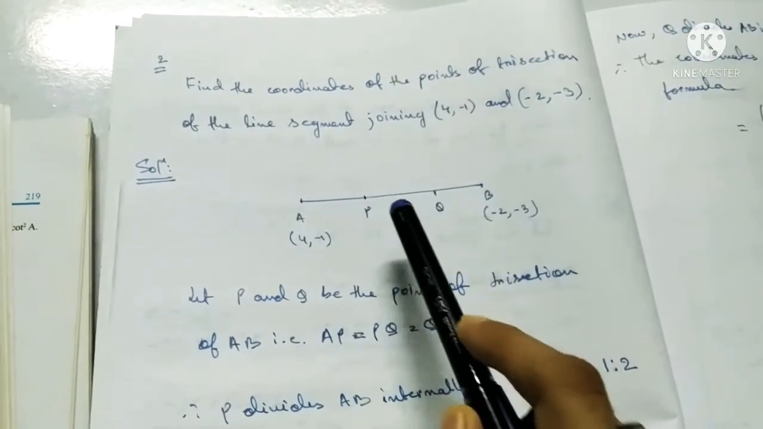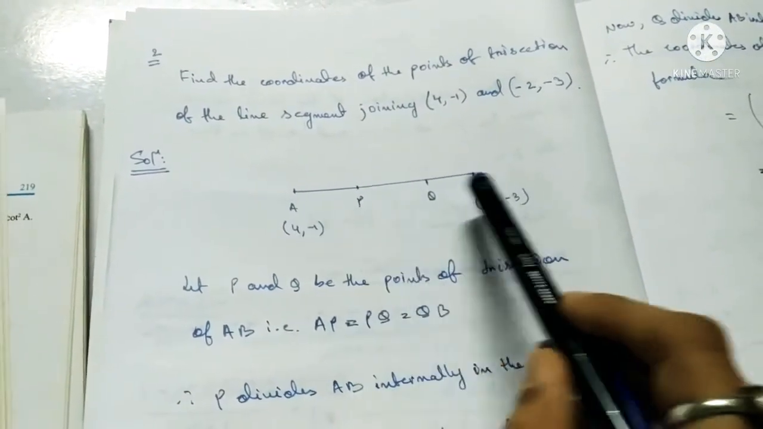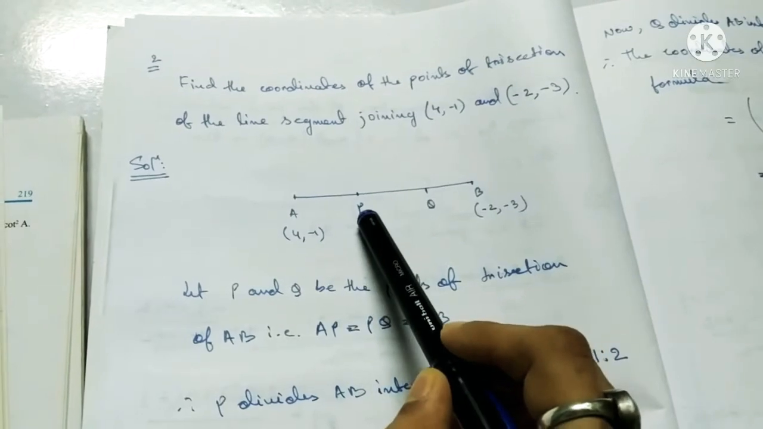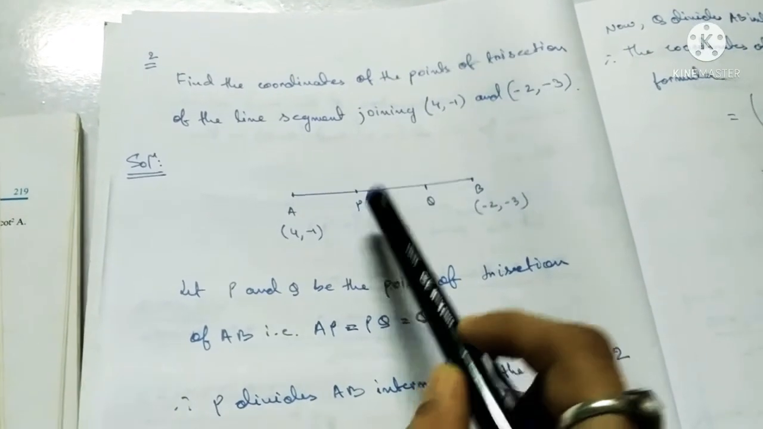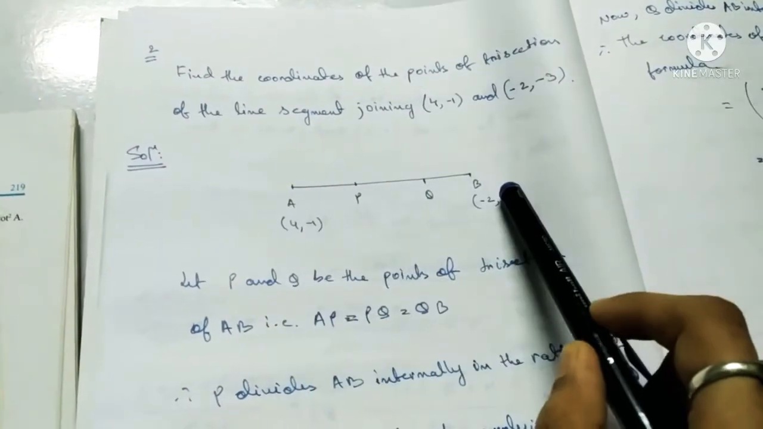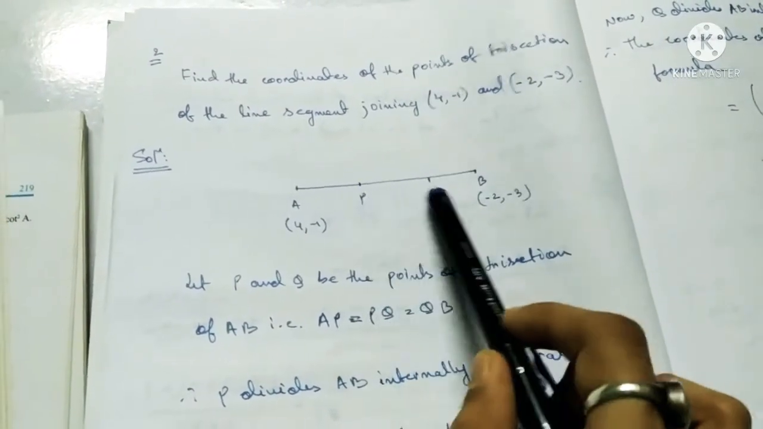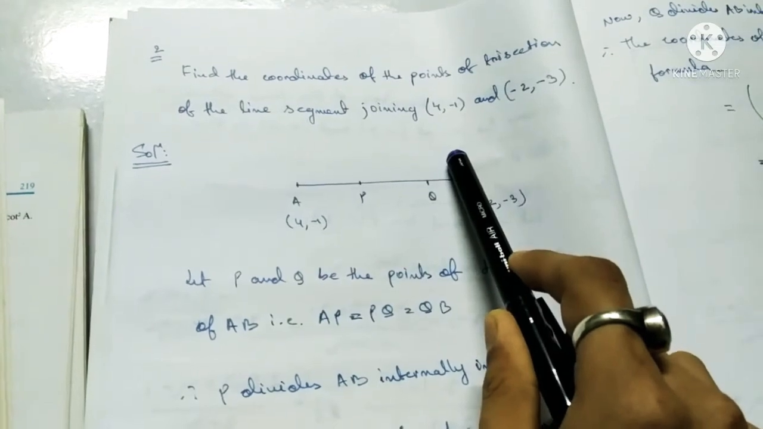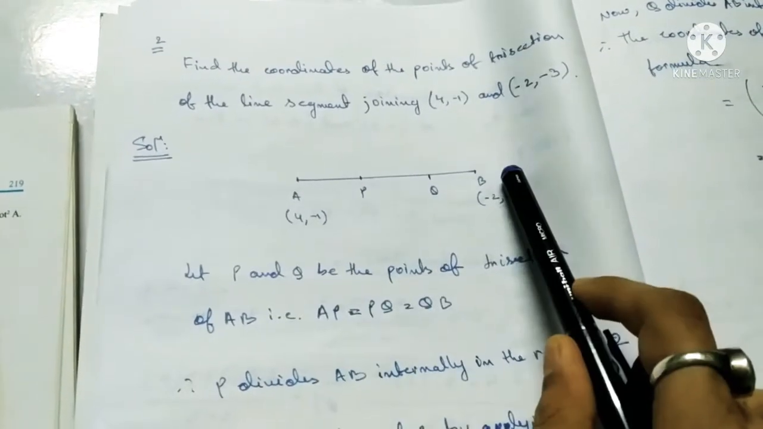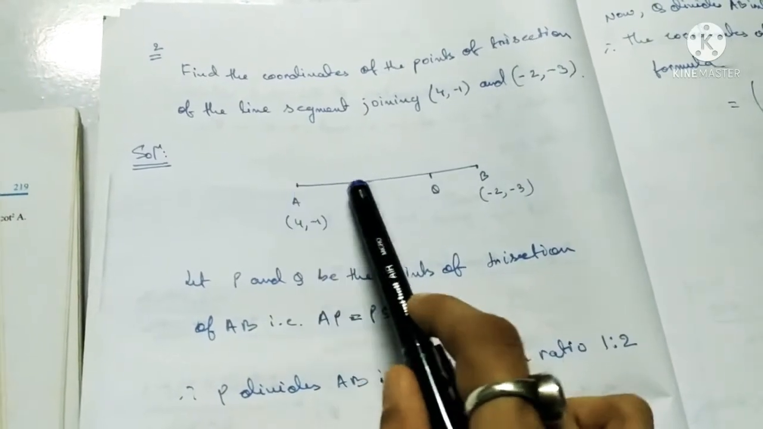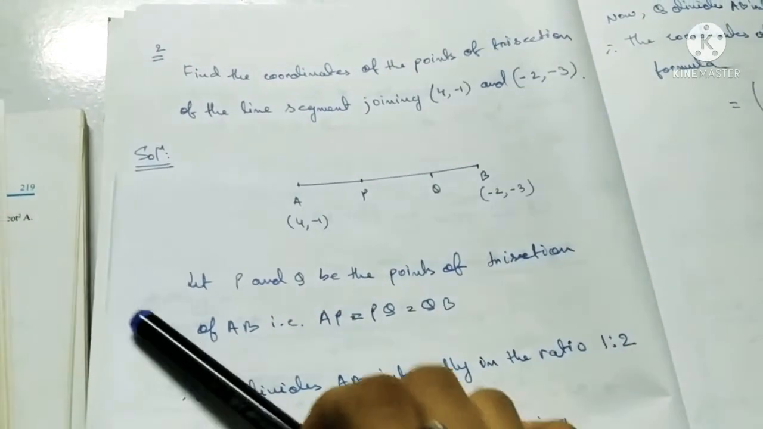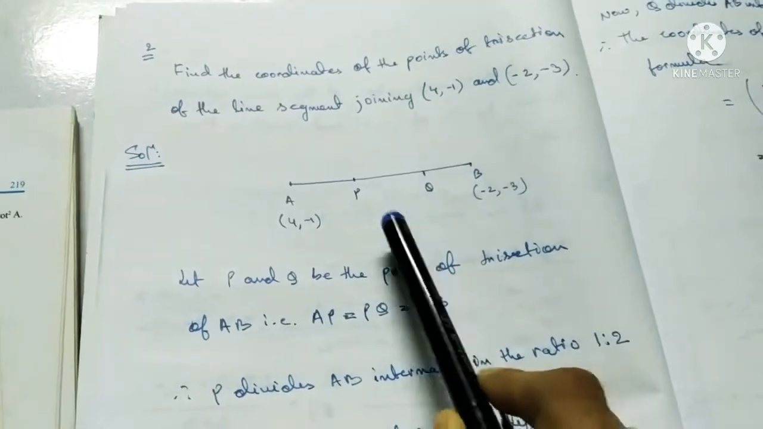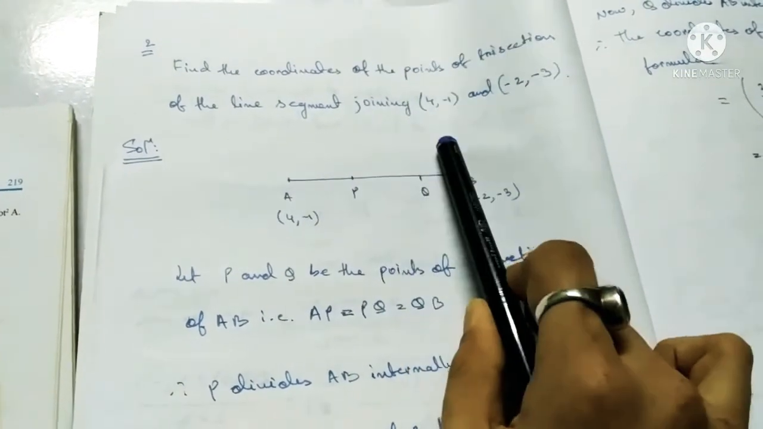Therefore, this whole line is divided by these 2 points in the ratio what? 1:1:1. This whole line is divided into 1, 2, 3. It is divided into 3 parts and all the 3 parts are equal. Yes or no? All the 3 parts are equal. So this line is being divided in the ratio 1:1:1.